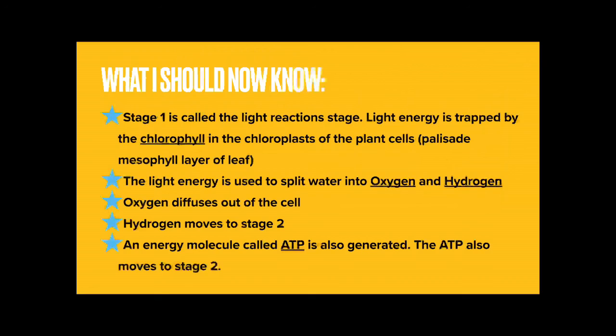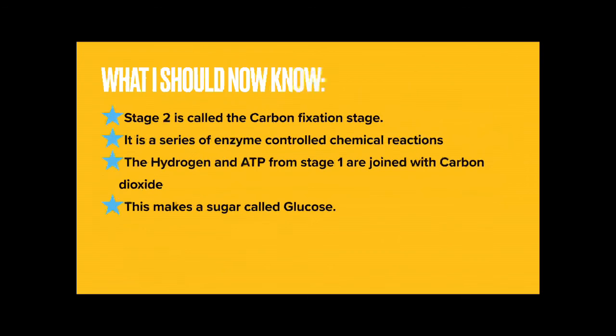So light reactions is about light energy being trapped by chlorophyll, about water being split into oxygen and hydrogen, and about ATP being generated. Stage 2 is called the carbon fixation stage. It's a series of enzyme-controlled chemical reactions. The hydrogen and ATP from stage 1 are joined with the gas carbon dioxide. When this happens, it makes a simple sugar called glucose. And that is the end of lesson 2.